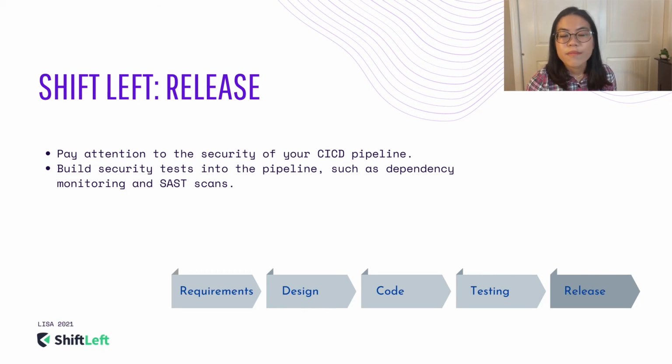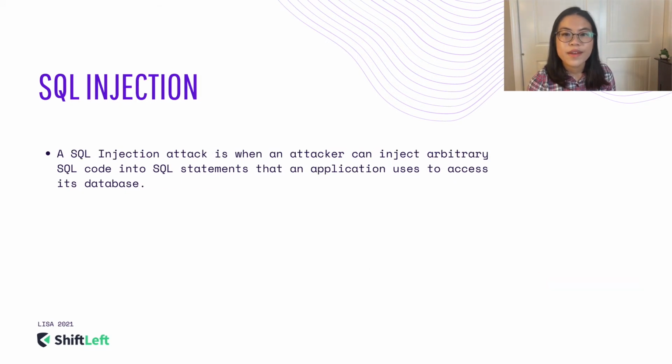And now, my friend Suchakra is going to go through an example of how these measures can be implemented throughout the development cycle to help prevent a specific vulnerability in the OWASP top 10. Specifically, we're going to be talking about SQL injections.